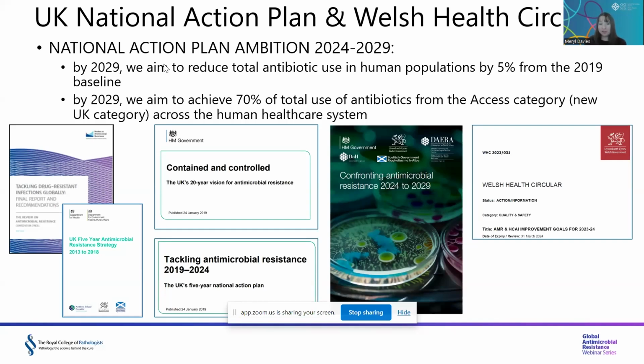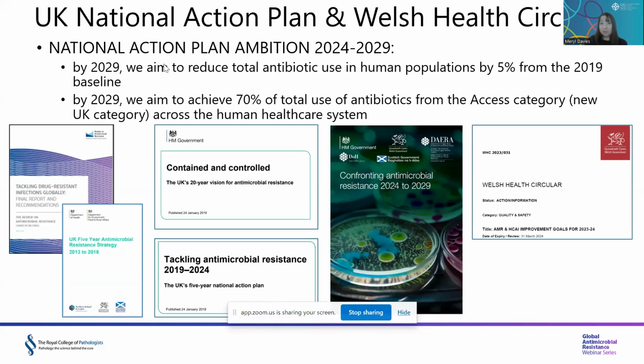And within that 20-year vision, there are going to be 4 iterations of 5-year national action plans. And the most recent national action plan, Confronting Antimicrobial Resistance, which runs from 24 to 29, was published this May.